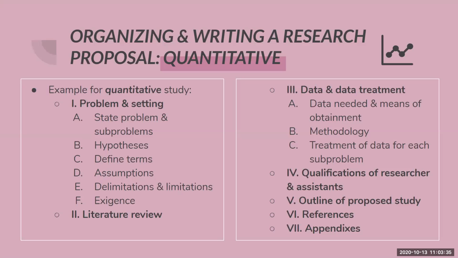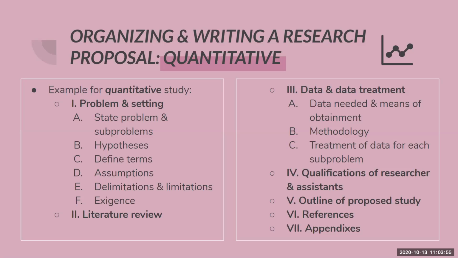So as Wynn said, the research proposal should definitely be a straightforward document, but to make sure that you have these clear sections and you include everything that you need to make sure that your study is defined and very detailed, here's an example for organizing and writing a quantitative research proposal.